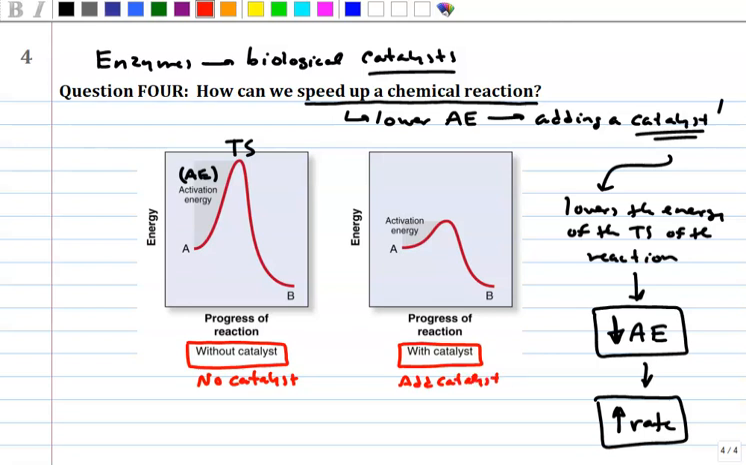What's the only difference between the reaction coordinate for no catalyst and the reaction coordinate with a catalyst? Does the energy of A stay the same? Is the energy of A the same with no catalyst and with a catalyst? And A is the reactant because we're going from A to B here. The energy of A is the same. The energy of B is the same.